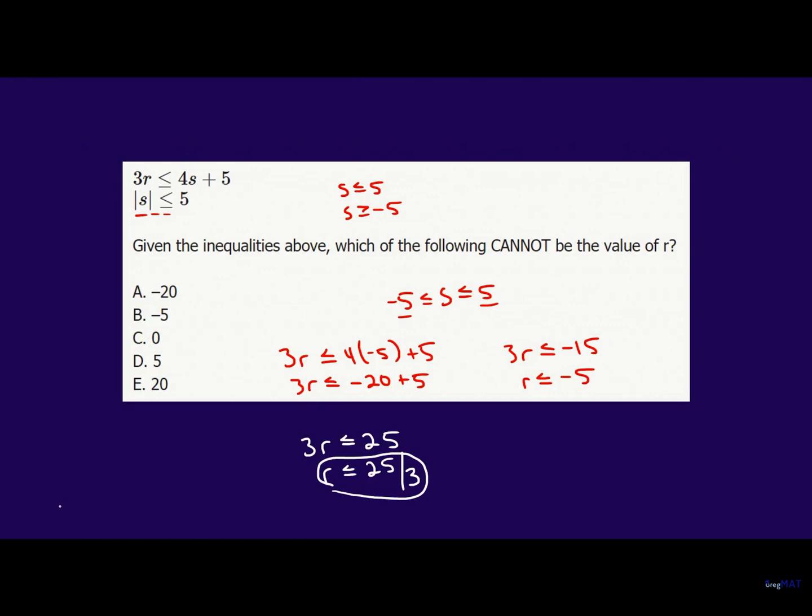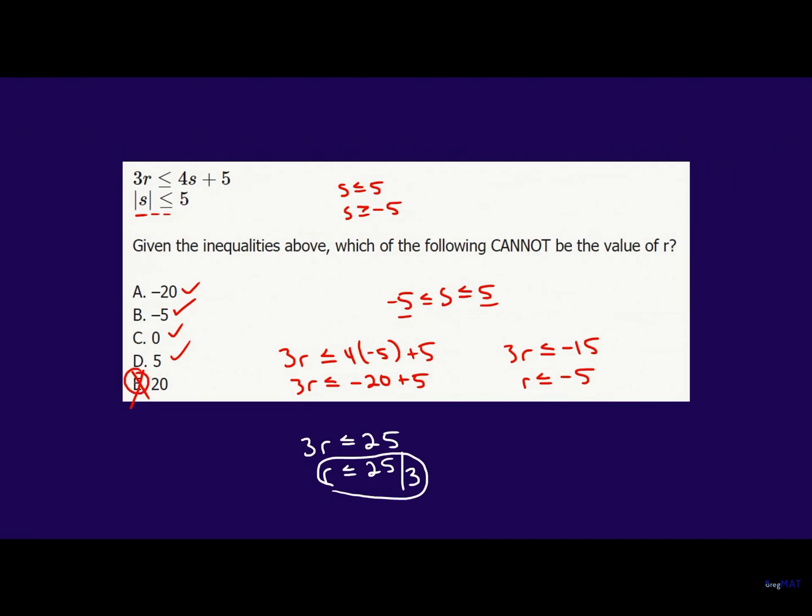So finally, which one of these cannot be the value of R? Can it be negative 20? It looks like it's okay. Can it be negative 5? Yeah, it looks okay, right? Can it be 0? Is 0 less than 25 over 3? Yeah, it looks okay. Yep, 5 works as well. The only thing that doesn't work is E.